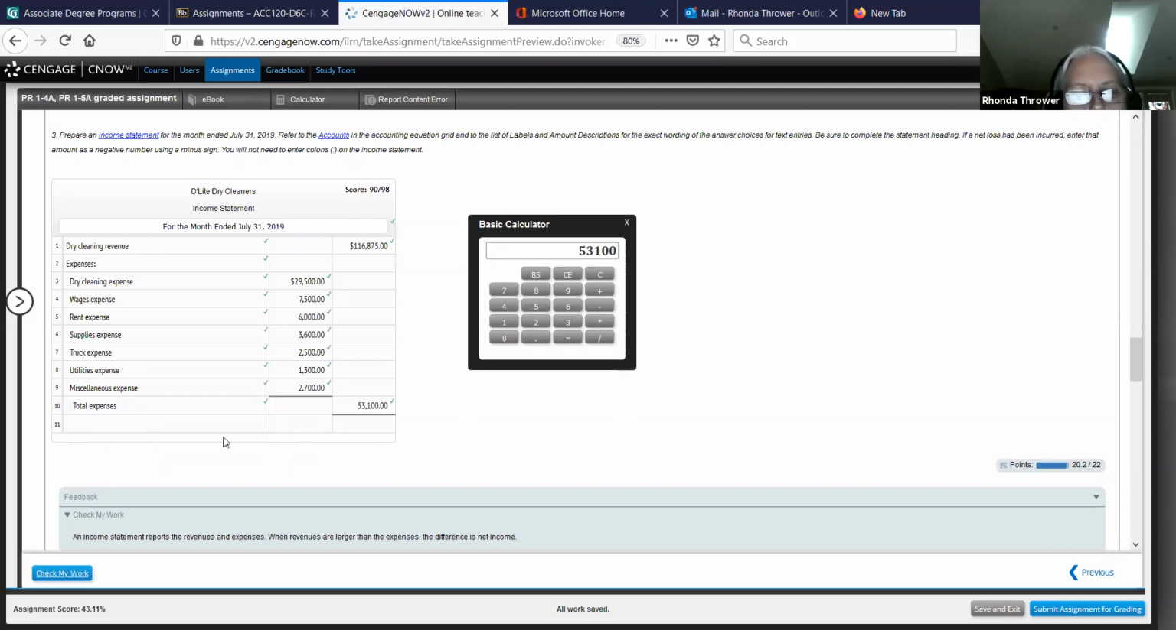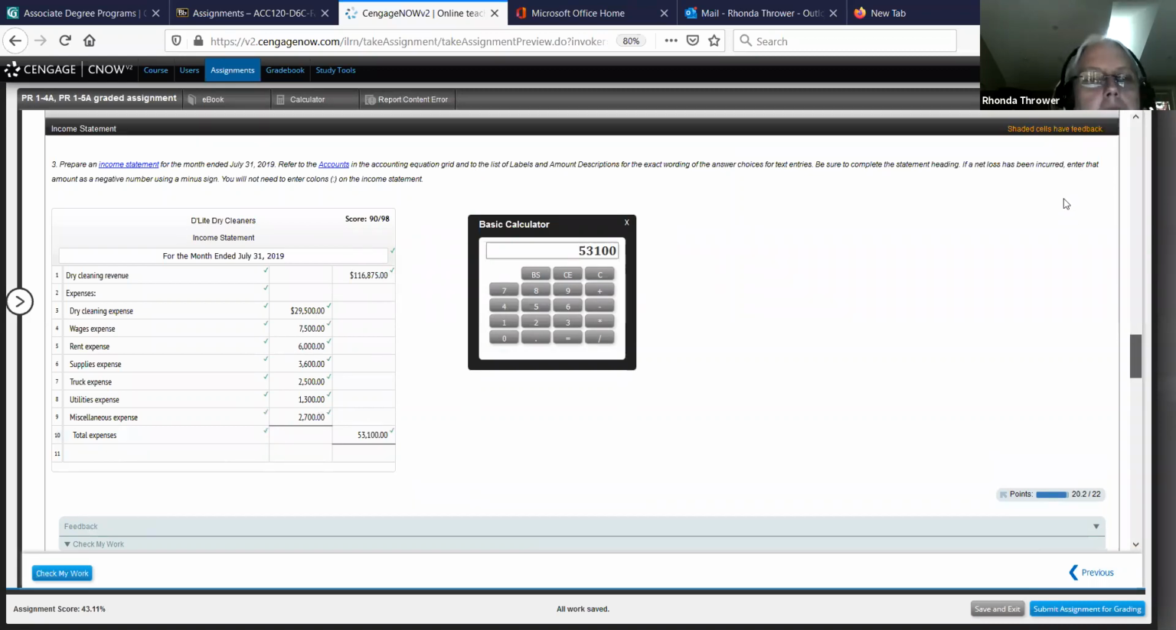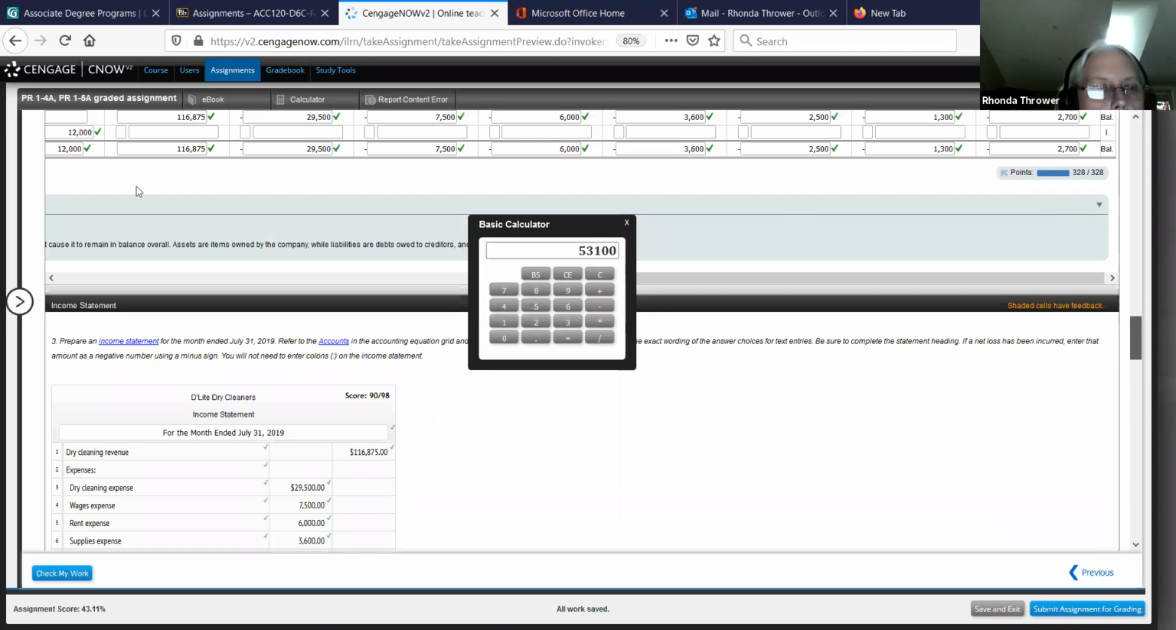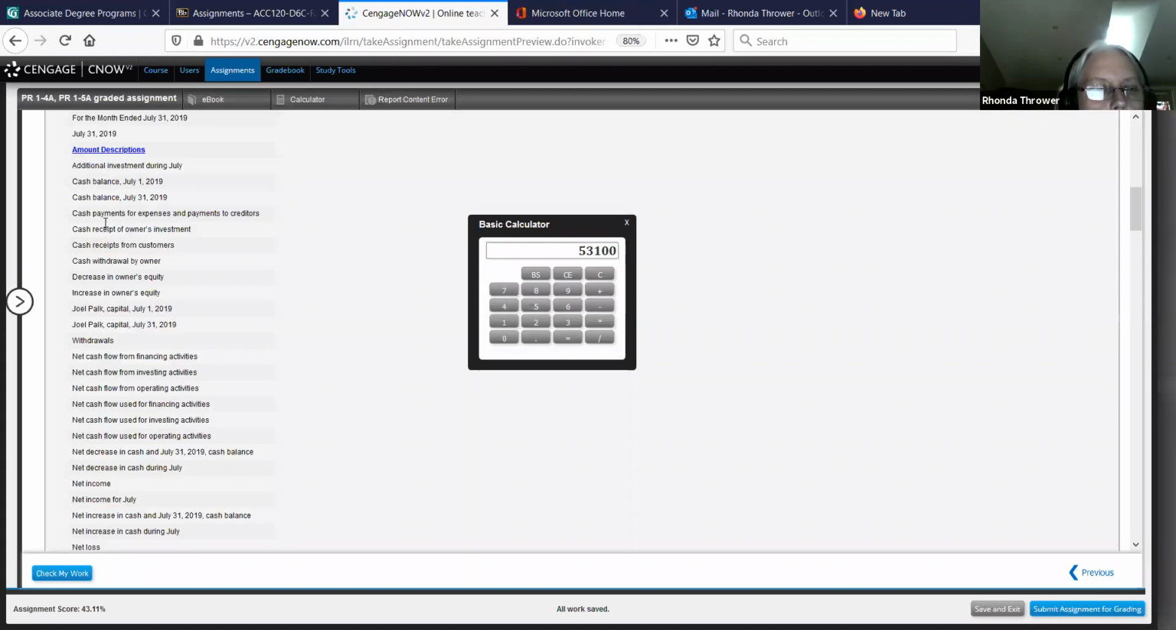And so far, so good. Now you're going to compare your revenue to your expenses. You can see that your revenue is more than the total of your expenses. So there would be a net income. Notice when I click on this line, it tells me I've got an amount description there. And the amount description that I'm going to look for is my net income.